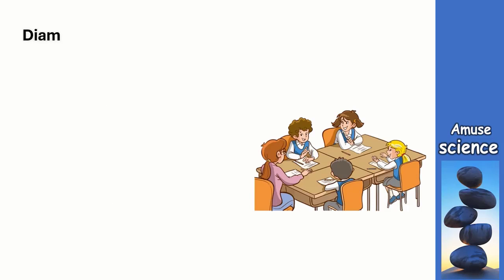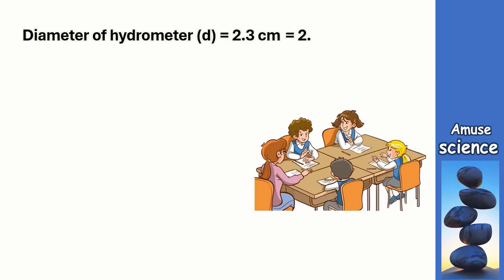Number 1, we have been given that the diameter of the hydrometer, which we are representing by D, is equal to 2.3 centimeters. Let us convert this to meters, since the density of the liquid given is in kilograms per cubic meter. So we are going to get 2.3 times 10 exponent minus 2 meters, because the C, which is the centi, is a prefix and it is equal to 10 exponent minus 2. So we just substitute its value there.